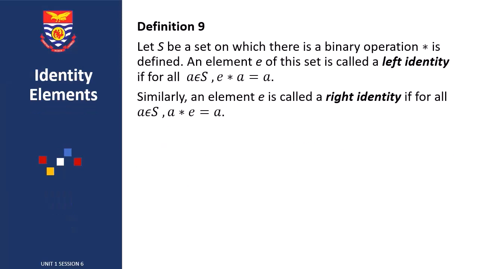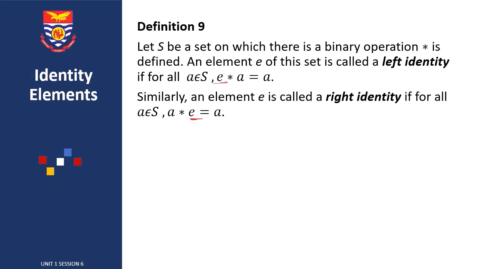Definition 9. Identity elements. Let S be a set on which there is a binary operation star defined. An element Y of this set is called a left identity if for all A in S, Y operation A equals A. So the identity element Y here is on the left hand side. Similarly, an element Y is called a right identity if for all A in S, A operation Y equals A. So the operation is also on the right hand side, and that gives what we call a right identity.